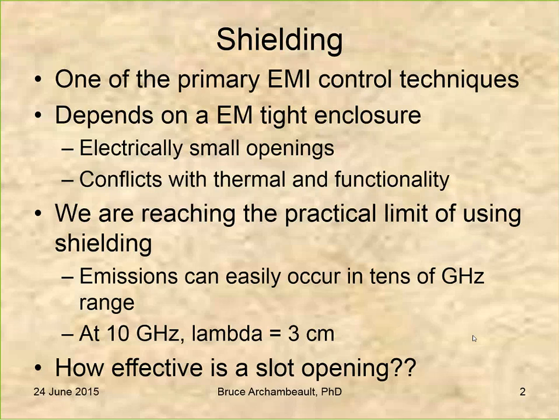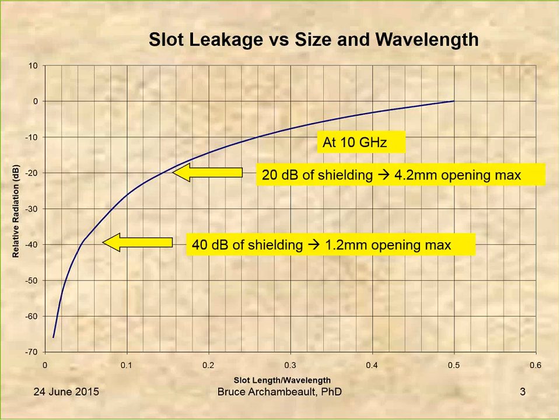And so, the bottom line is that, as we get higher and higher in frequency, the wavelength gets smaller and smaller, and so the openings need to get smaller and smaller. As I point out here, at 10 gigahertz, the wavelength is only 3 centimeters. So how effective is an opening going to be? This plot shows an indication of that. And you can see that I've normalized the x-axis to wavelength, the slot size versus wavelength.